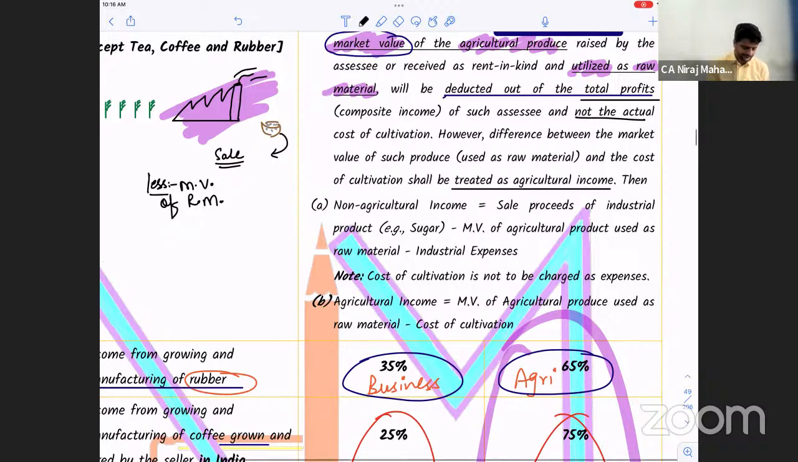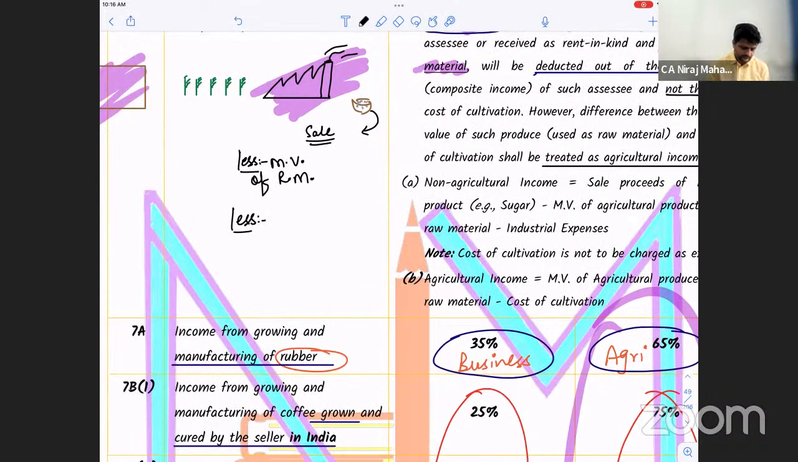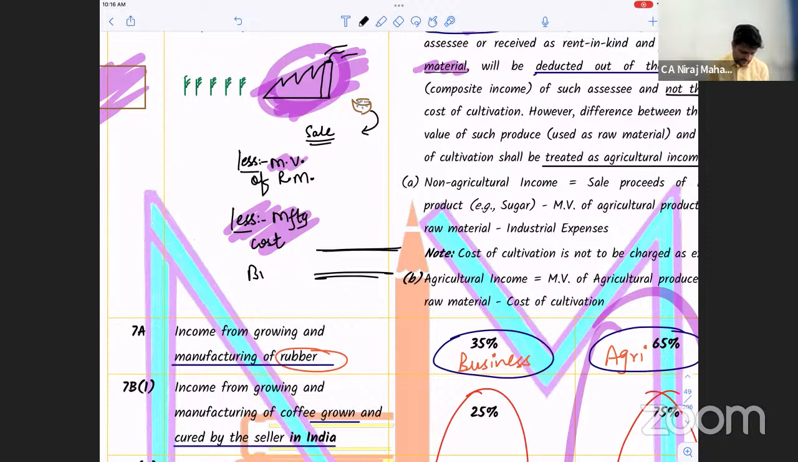Okay, so check. What is my sell price? I'll reduce two things. One is my manufacturing expenditure, which is happening in the factory. That is for sure. And I'll be reducing raw material cost also. But what value will I use for raw material? Fair market value. Clear till here? This is my business income. But only business income.